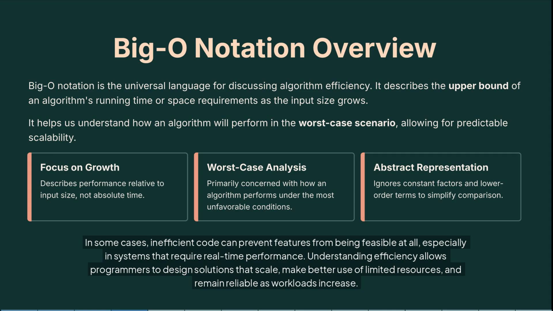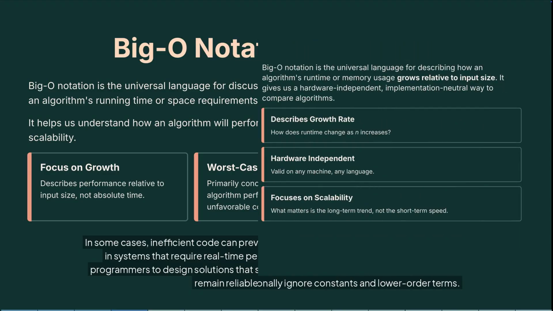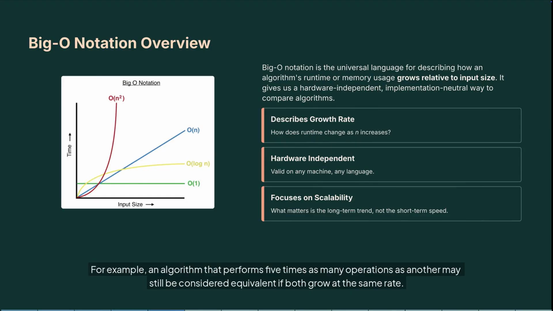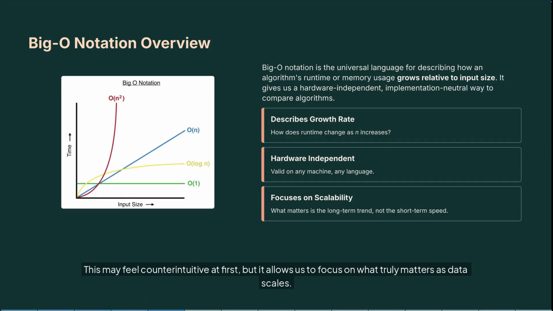as workloads increase. When using Big O notation, we intentionally ignore constants and lower-order terms. For example, an algorithm that performs 5 times as many operations as another may still be considered equivalent if both grow at the same rate. This may feel counterintuitive at first, but it allows us to focus on what truly matters as data scales.